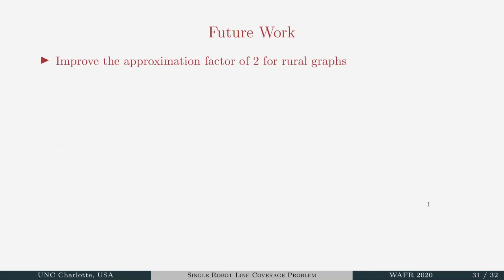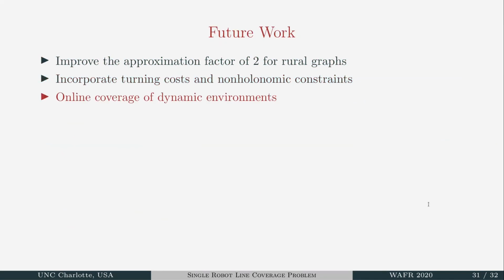Future work includes improvement of the approximation factor of 2 for rural graphs, incorporating turning cost and non-holonomic constraints, online coverage of dynamic environments, and extensions to multiple robots.